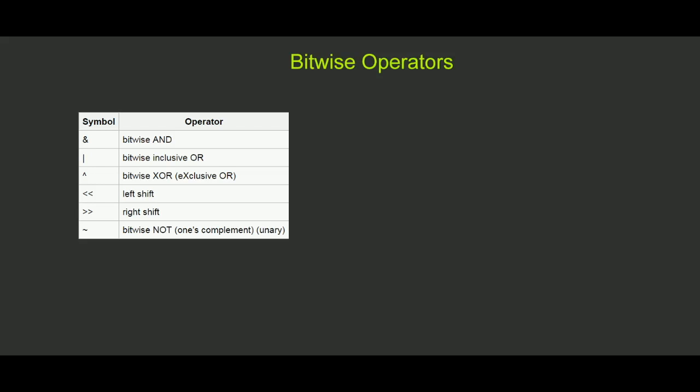Usually there are 6 common bitwise operators, and they are displayed on the screen right now. And in this keyboard controls tutorial, we'll only use 2 of them. They are now highlighted on the screen.